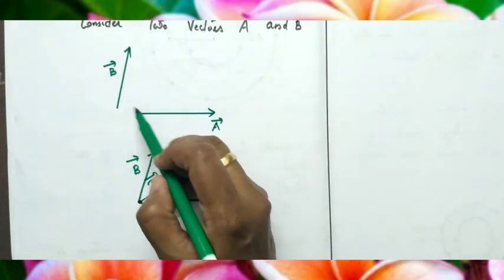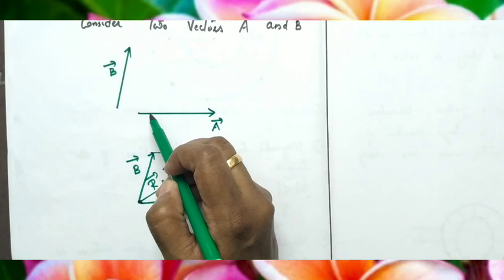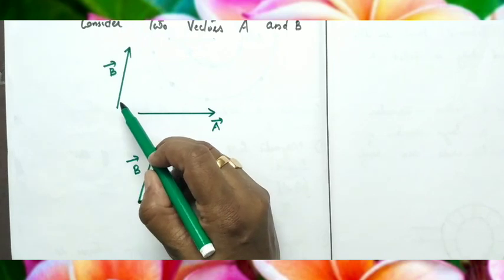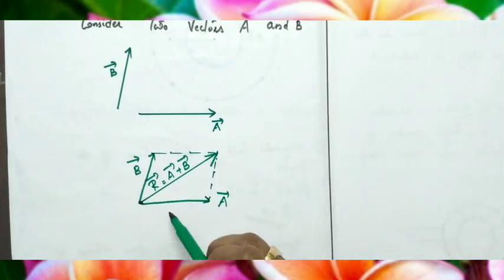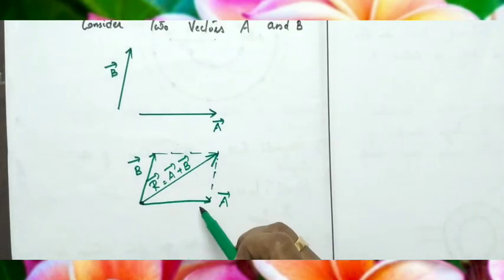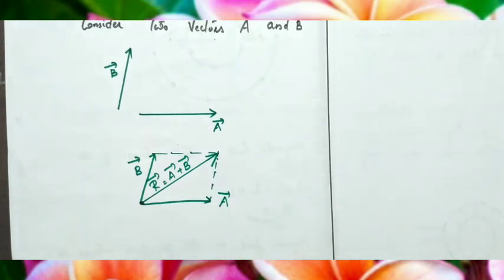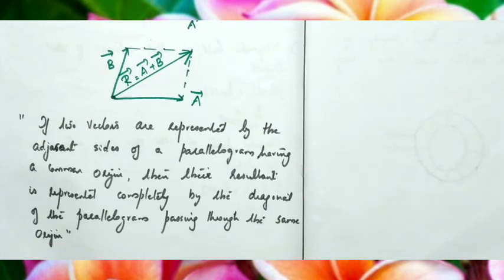Okay, so here are vector A and vector B, two vectors. Shift one vector so that the tail of one vector touches the tail of the other. Then these two represent the two sides of a parallelogram. Complete the parallelogram, and the resultant is given by the diagonal of the parallelogram. Hence the rule is: if two vectors are represented by the adjacent sides of a parallelogram having a common origin, then the resultant is represented completely by the diagonal of the parallelogram passing through the same origin. So this is the parallelogram law of vector addition.